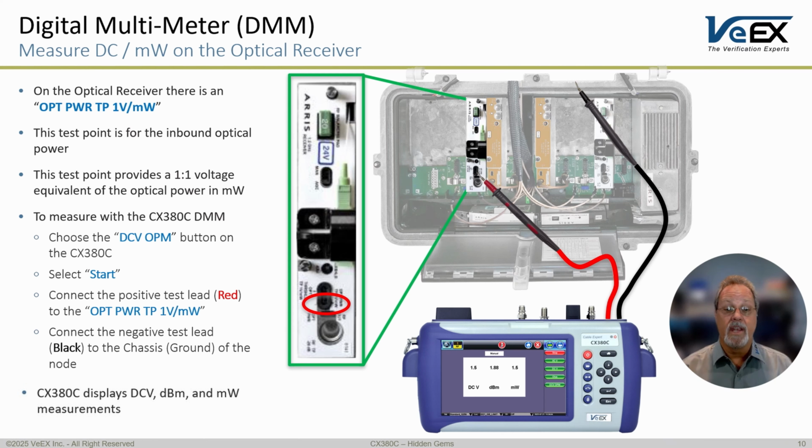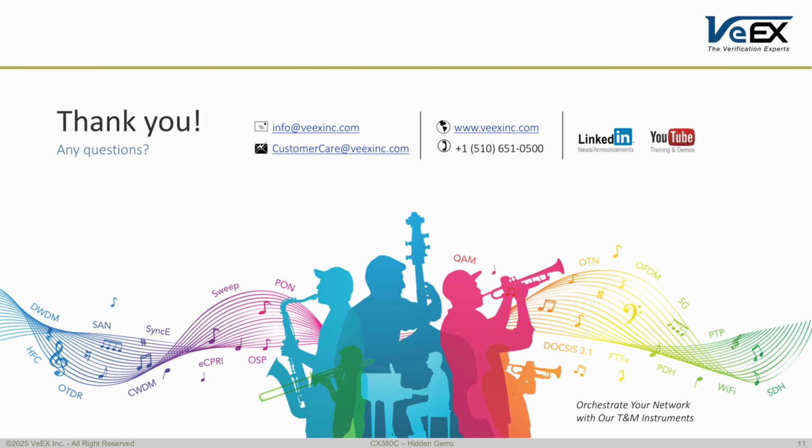The CX380C will display the DC voltage to dBm and to milliwatts. This tool allows the user to measure the DC voltage and convert it to dBm without disconnecting the light from the receiver, which in turn takes the optical receiver down. These hidden gems are just a few of the many other modes that are in the CX380C.